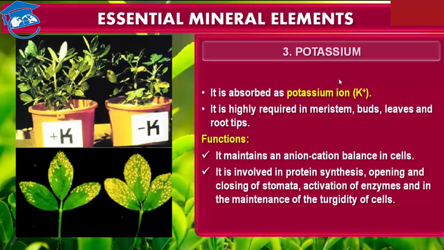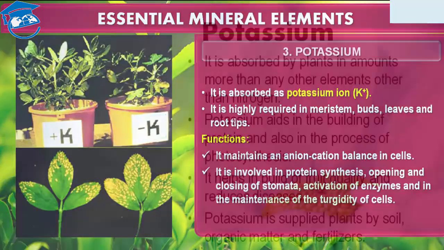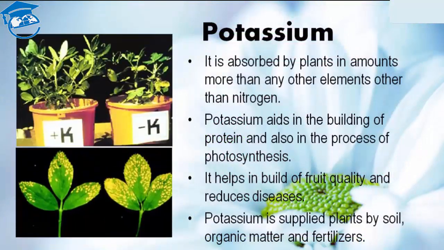Potassium is also involved in photosynthesis, respiration, protein formation, and it is essential for cell division. It is also essential for cell electrolyte balance and for the functioning of plant stomata. Potassium is absorbed by the plant in an amount more than any other element other than nitrogen. It helps in the building of protein and also in photosynthesis, as I told you.